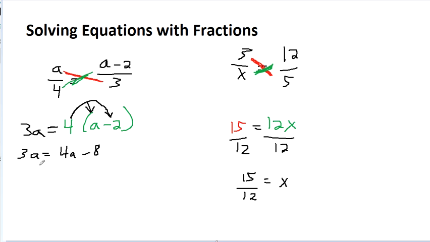And then to finish solving this equation, we've got to get the a's together, right? Because we've got to have just one a. So let's subtract 4a from both sides. So if you do that, you get negative a equals negative 8. And then divide both sides by negative 1 to finish getting a by itself. So we get a equals 8.